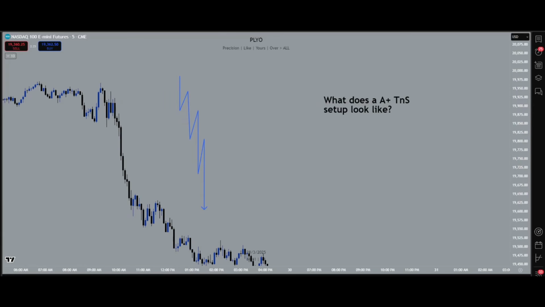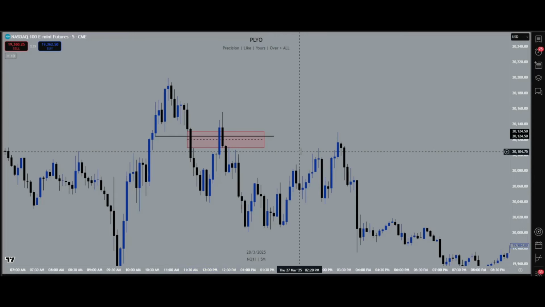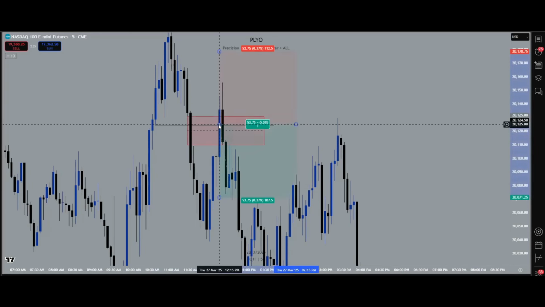For example, as we move down, there's TNS here. You want to see that one play out, and as it hits TP, you want to see another TNS setup form. That second one is the one that's your A plus setup. So this low overlaps with the FVG. Yes, the FVG gets inverse. It doesn't matter. TNS still played out here, right? 35-point stop right here. It hits TP right here.